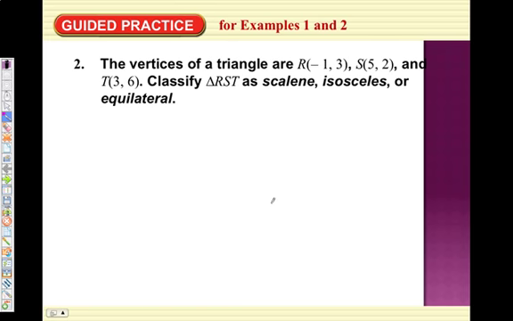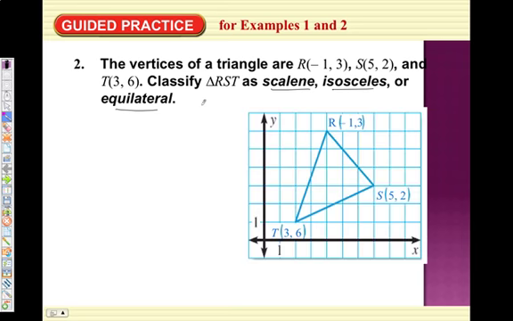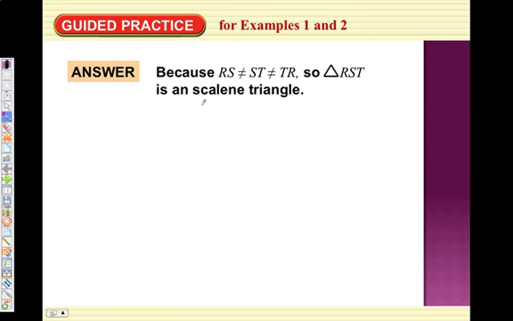Okay, next one, I want you to classify this triangle. I don't give you a picture, I just give you 3 coordinates. You guys just have to find the lengths of all the sides and then figure out if it's scalene, isosceles, or equilateral. Pause the video, take a moment to do this. Okay, answer is right here. None of the sides are equal, so it is a scalene triangle.